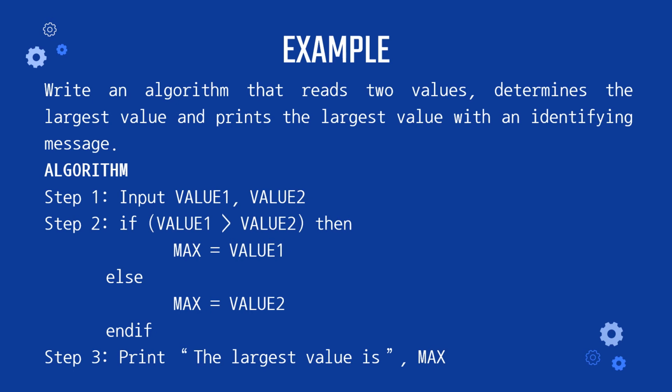If value 1 is greater than value 2, then yung maximum natin na number is equals to value 1. Else, our maximum will be value 2. And then, end if. And then, yung pinakahuli po is print the largest value is max. So, kahit na anong sagot dito, it's either value 1 or value 2, yung max pa din yung kukunin niya, which is yung max na nandito. So, paano ba yan i-flowchart?